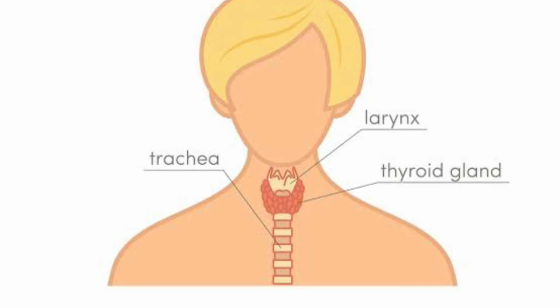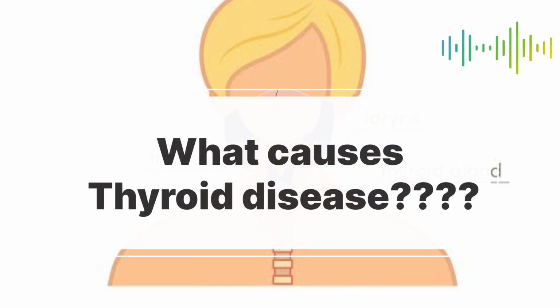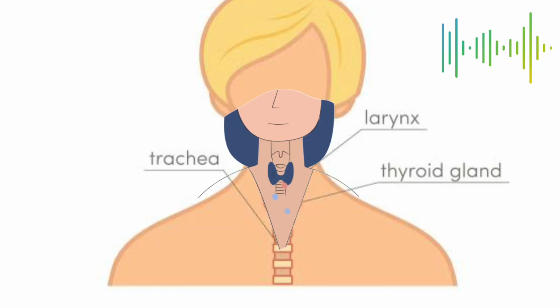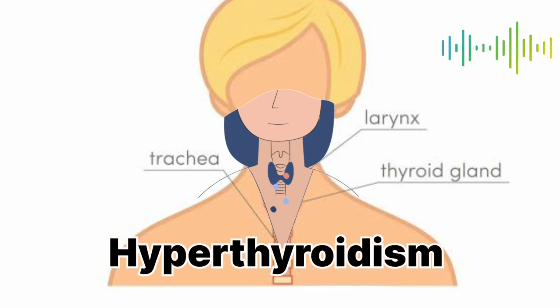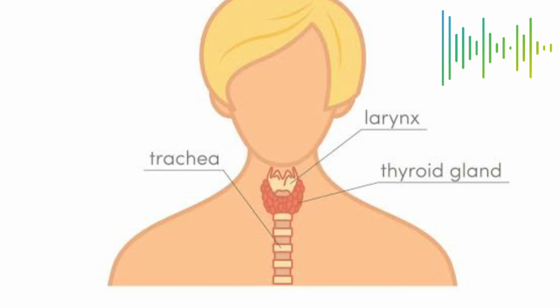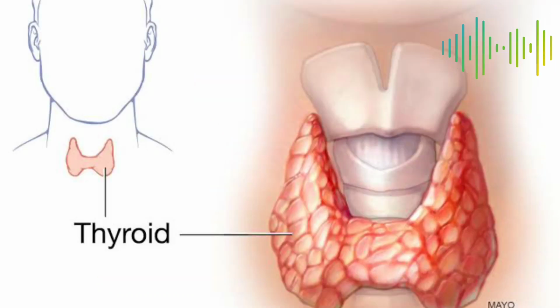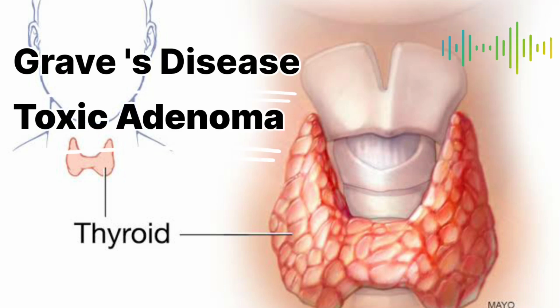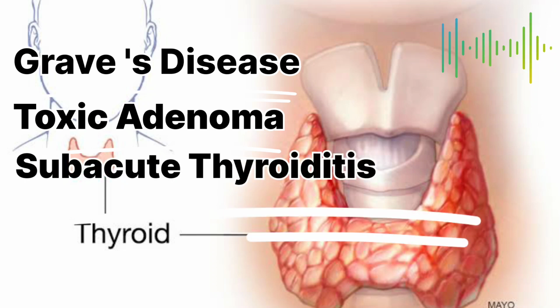So let's see what causes thyroid disease. In all types of hyperthyroidism or hypothyroidism, there is a disturbance in the thyroid hormones. For example, in case of hyperthyroidism, it is due to overproduction of thyroid hormones. In such conditions, the diseases we find are Graves' disease, toxic adenomas, subacute thyroiditis, and Hashimoto's disease.